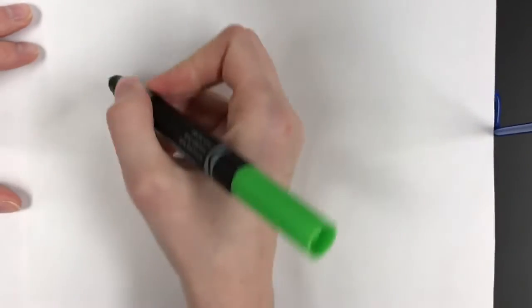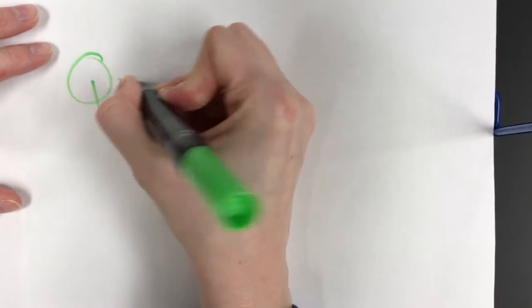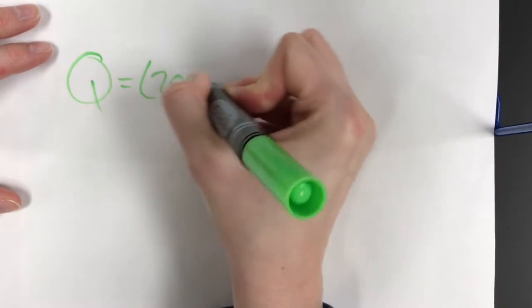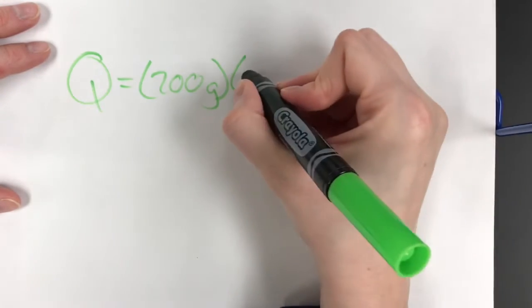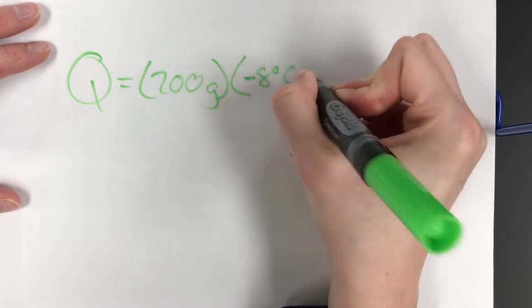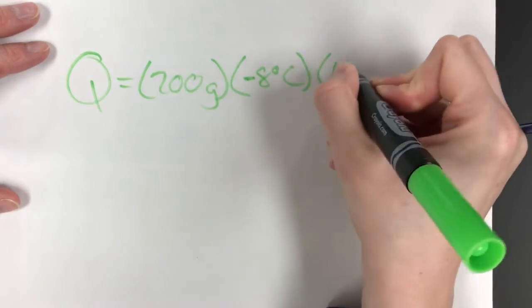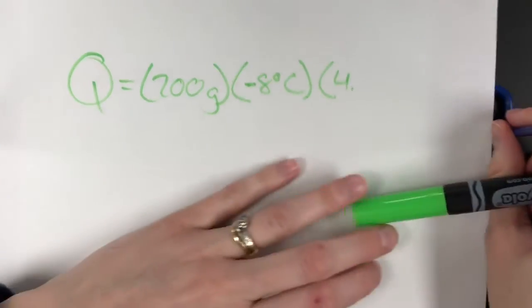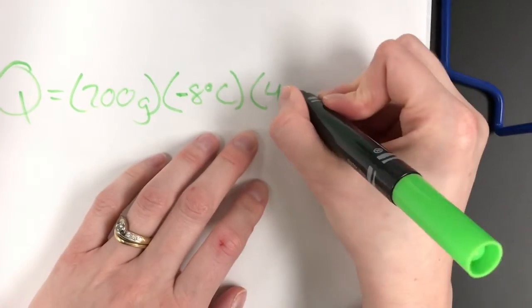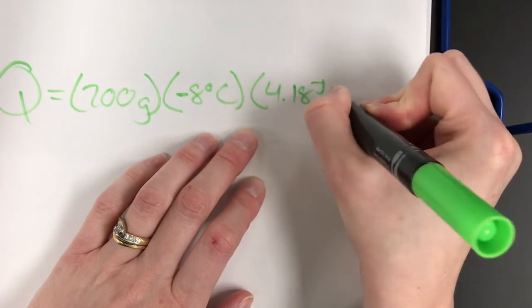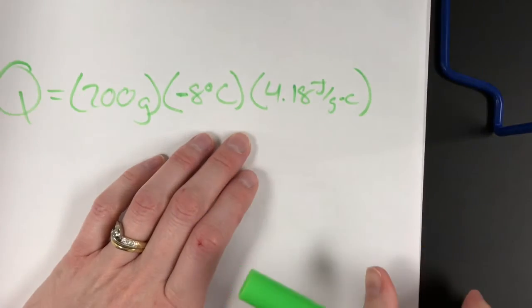All right, so here's our equation. Q equals 200 grams times -8 degrees Celsius times 4.18 joules per gram degrees Celsius.